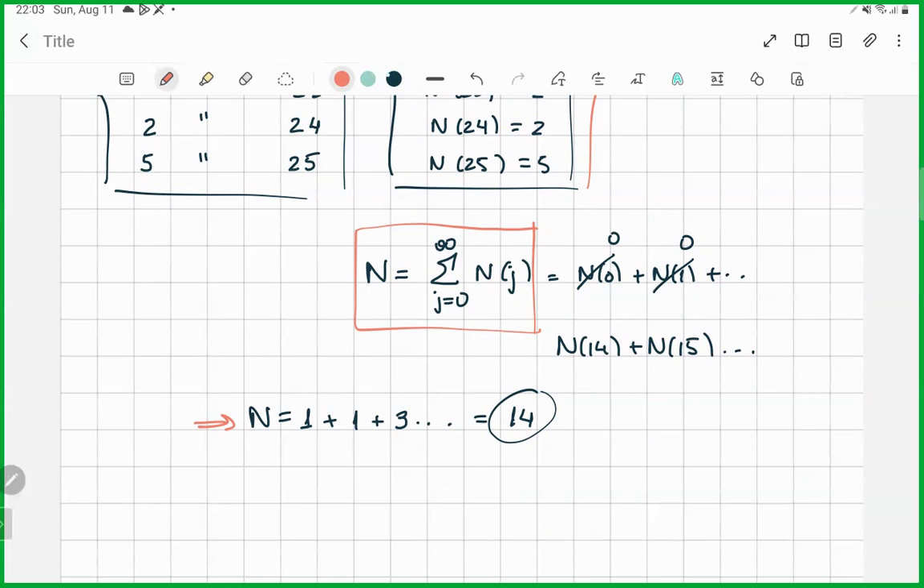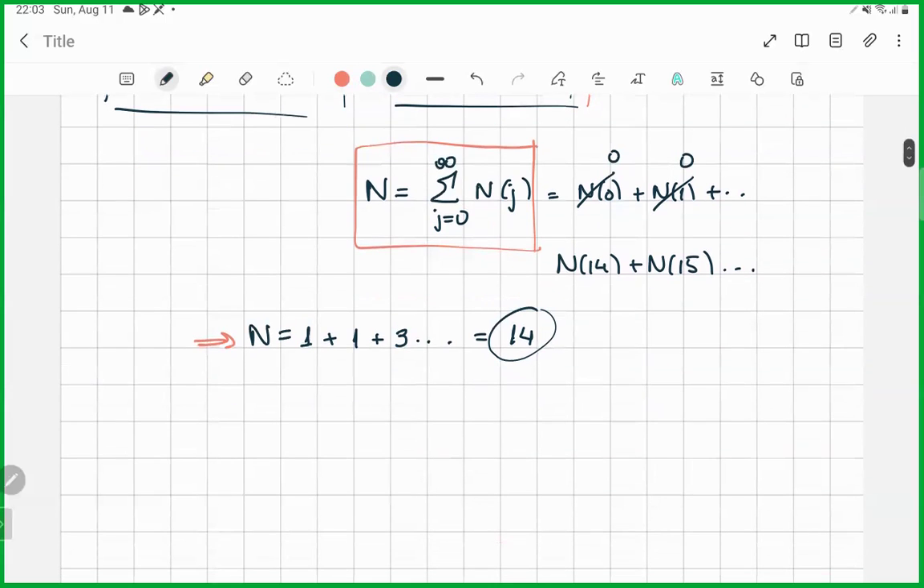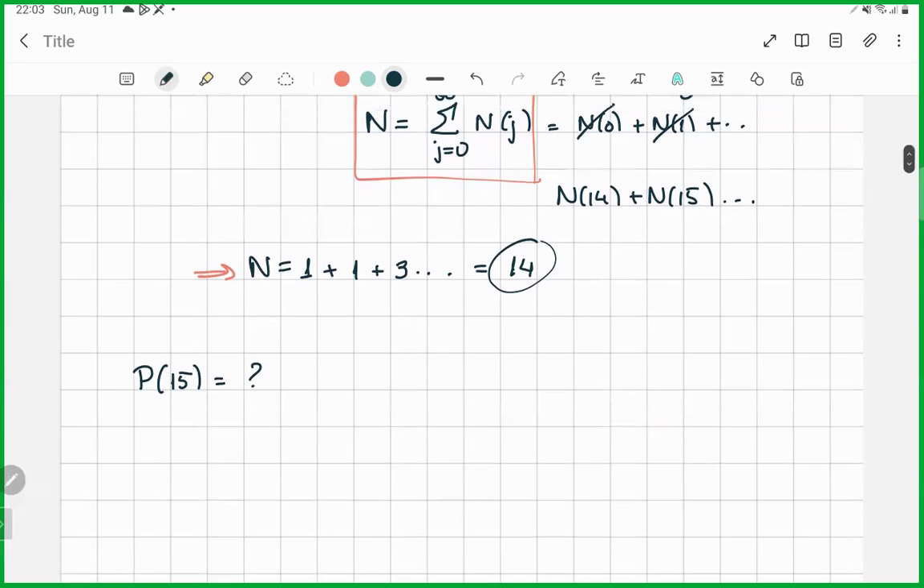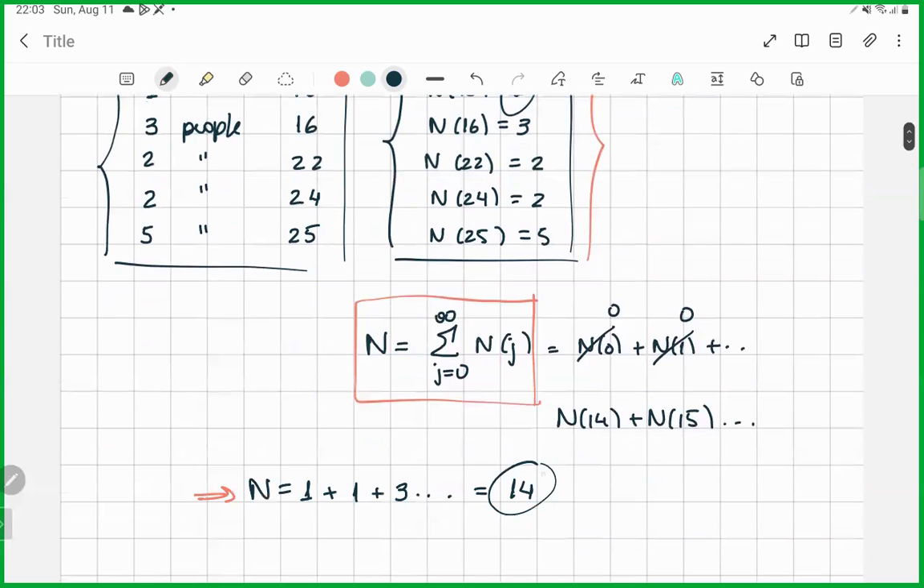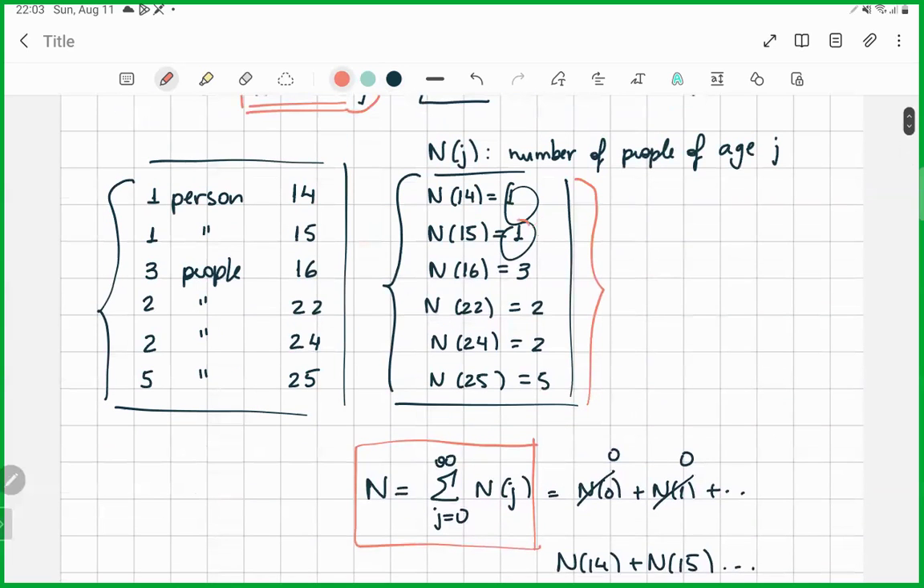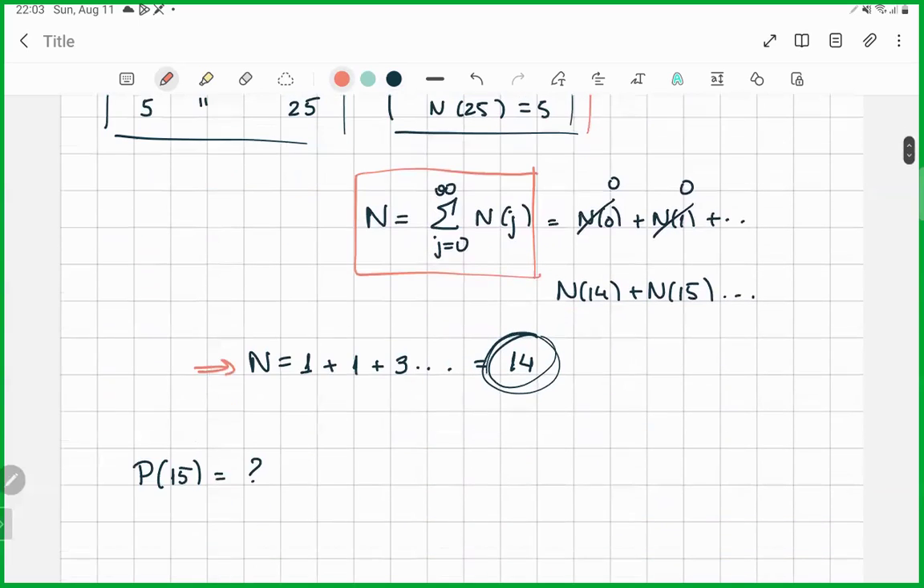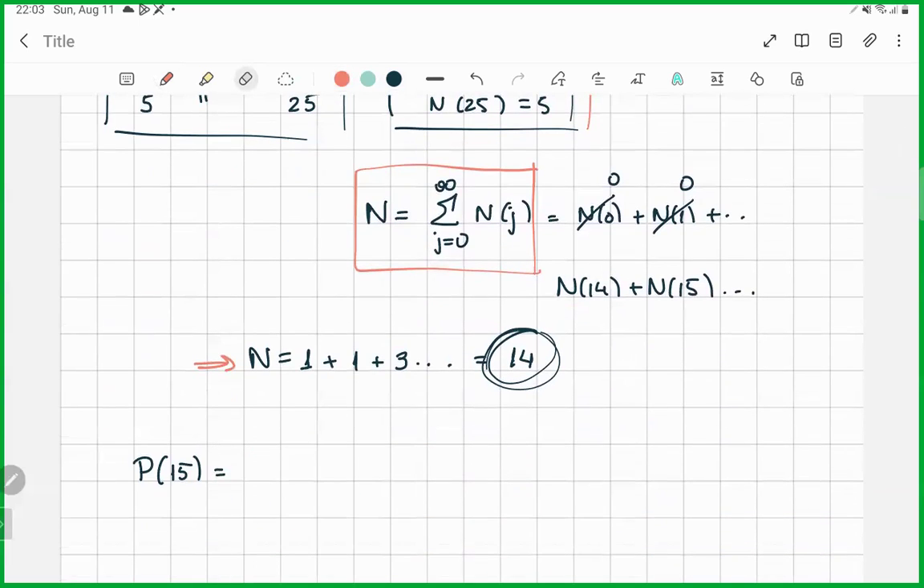For example, what is the probability that someone is 15 years old? The notation for probability, I'll use P, and I'm asking what is the probability that someone is 15 years old? Well, how do we compute that? Among these 14 people, just one is 15. So the probability is 1 out of these 14 people, correct?